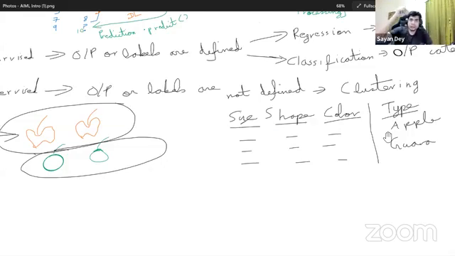It is not that the teacher has hard-coded some logic in the kid's head and the kid is learning based on that. No, the kid is learning by seeing lots and lots of examples. And the more examples you show the kid, the better the kid will learn. So the more examples you show the machine, the machine will also learn better.